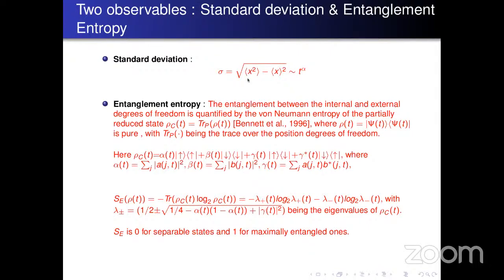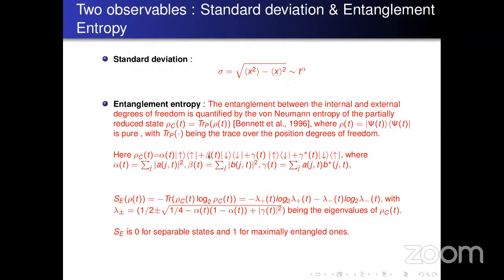So we have considered that the standard deviation sigma goes as t to the power alpha. This alpha is an exponent which can vary from 0 to 1. If it is 1, then it is the ballistic behavior. If it is 0.5, then it is diffusive behavior. And if it is in the range 0.1 or 0.2, then we say that there is localization.